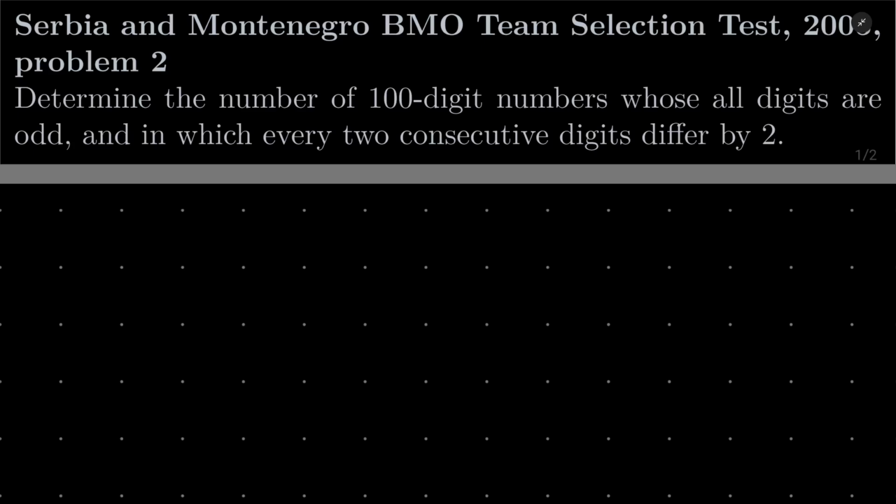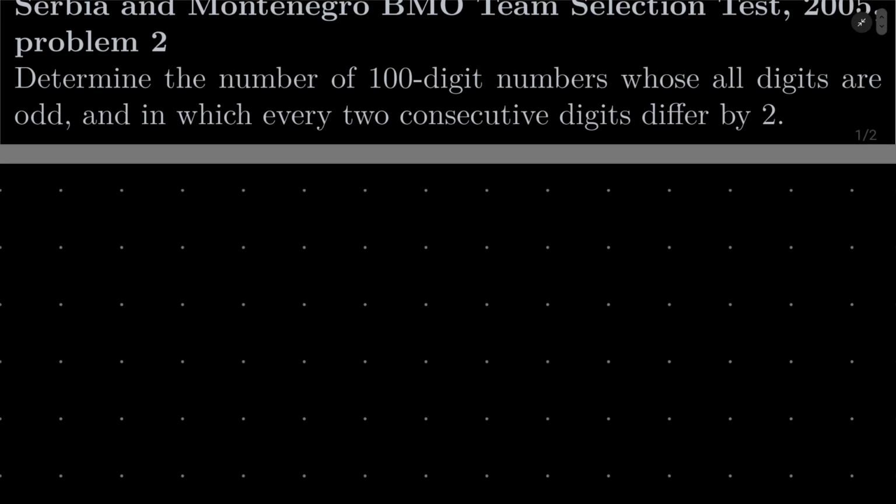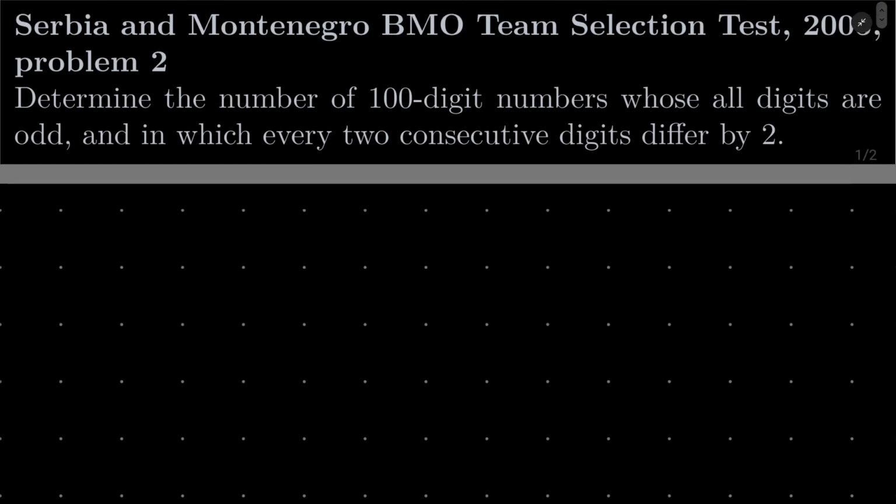Hello friends, in this video I'd like to solve the following problem from the Serbia and Montenegro Balkan Mathematical Team Selection Test 2005, problem number 2. We wish to find the number of 100-digit numbers whose all digits are odd and in which every two consecutive digits differ by 2. So it's a problem from combinatorics. It's a very nice problem.